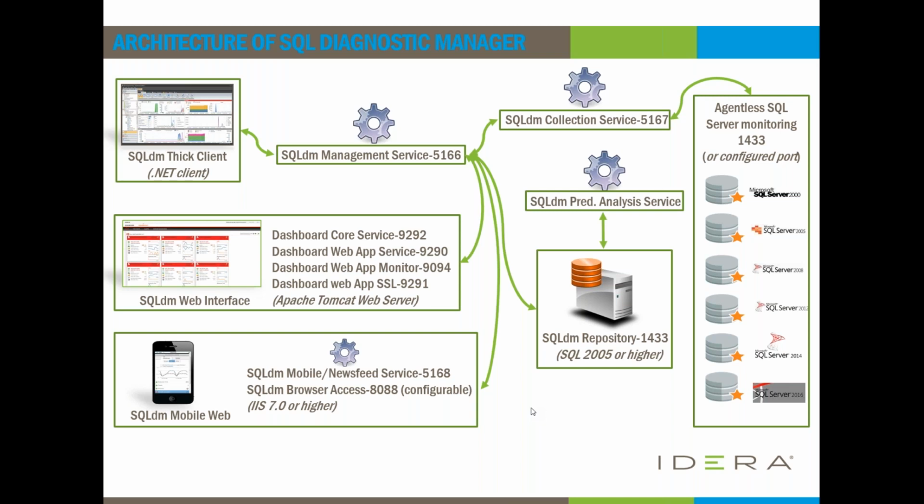And you have different console mechanisms here, different ways of accessing this data. The .NET client is the primary way we access the data. And that is something that gets installed on your workstation, and you can have multiple installs of the .NET client on different user workstations.